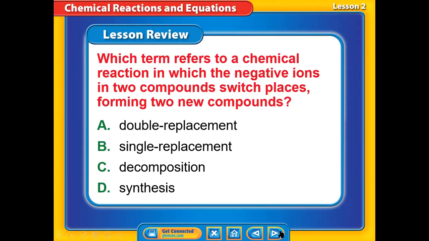Double replacement. Yes, that's a double replacement, because here the two negative ions will switch their places, so we're going to have two new compounds. That's a double replacement. So, guys, I think these are easy ways to know the different types of chemical reactions, or how we can classify chemical reactions.